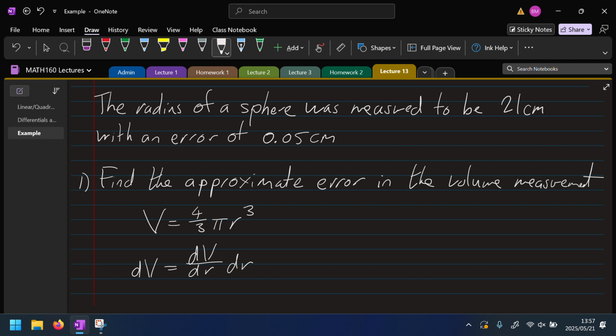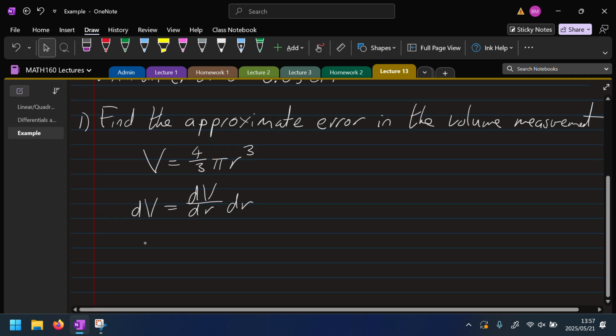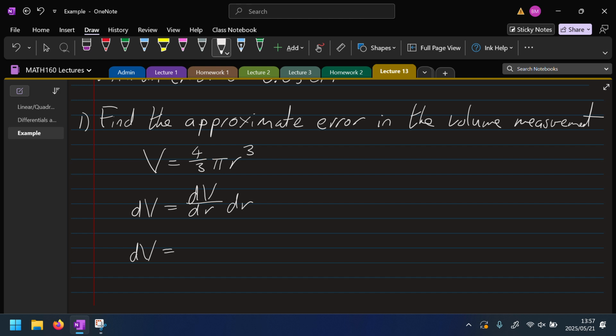Okay. So again, the volume dV part, that's what we're trying to find the error of. We're measuring the radius, so it will be dV by dr, since it's the radius we're measuring. So dV will be the derivative with respect to r, the 3 comes down, so it will be 4 pi r squared dr.